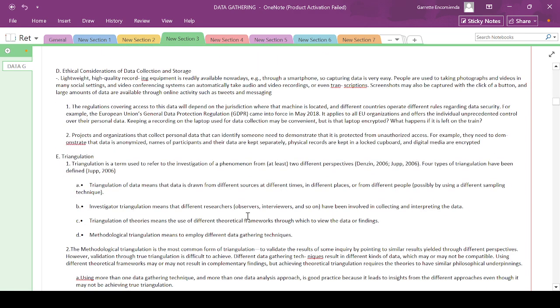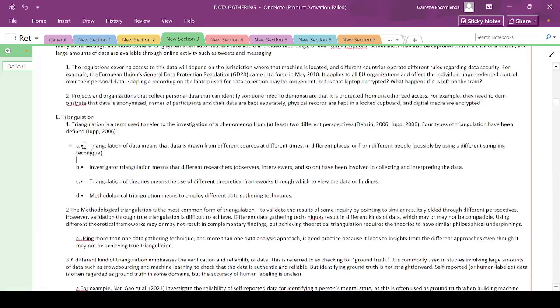Keeping a record on the laptop used for data collection may be convenient, but is that laptop encrypted? What happens if it's left on the train? Projects or organizations that collect personal data that can identify someone need to demonstrate that it is protected from unauthorized access. For example, they need to demonstrate that their data is anonymized. Names of participants and their data are kept separately. Physical records are kept in a locked cupboard, and digital media encrypted.